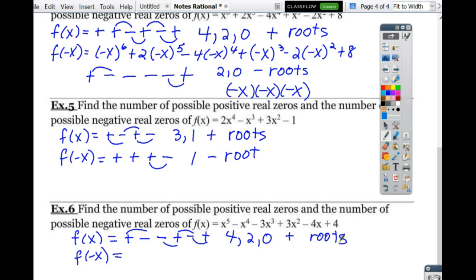It's algebra 2. So if I put the negative in, the first one is negative. The second one is negative. The third one is positive. So I can have 1 negative root.